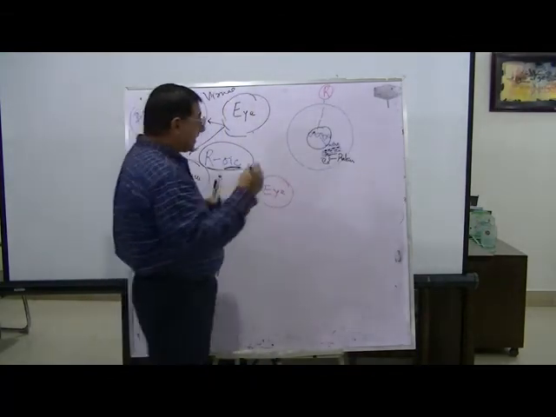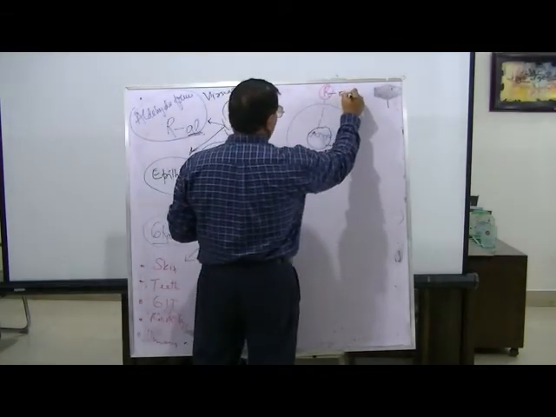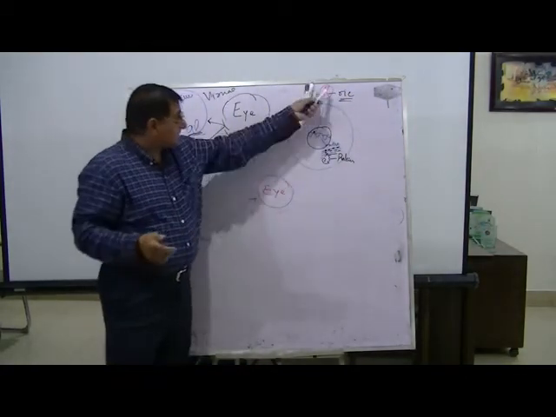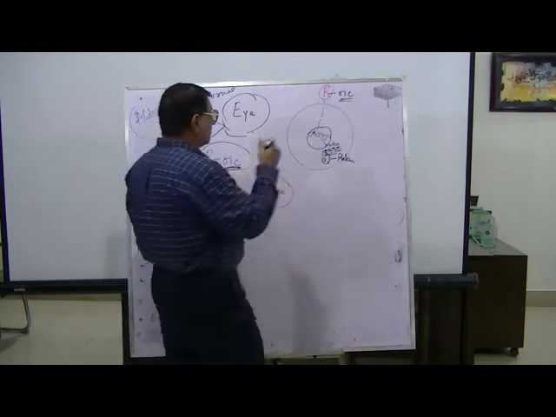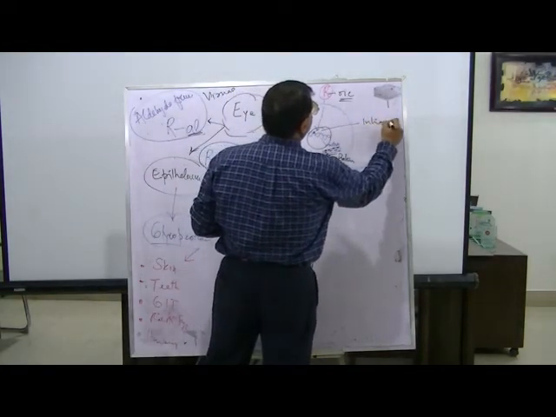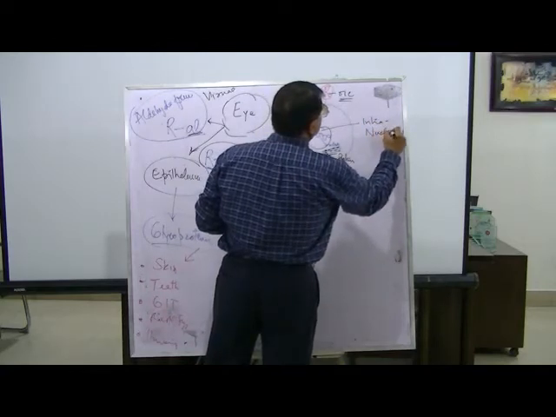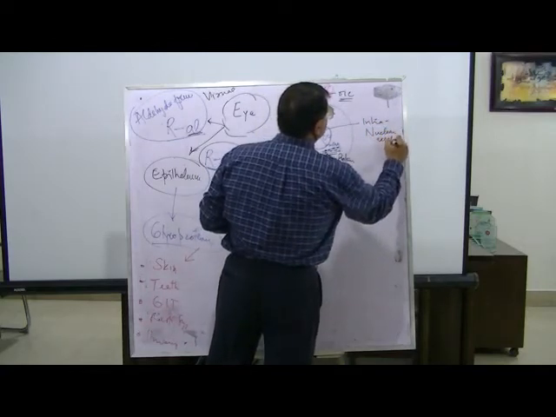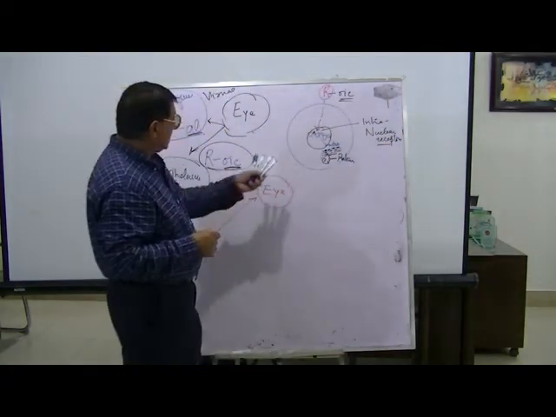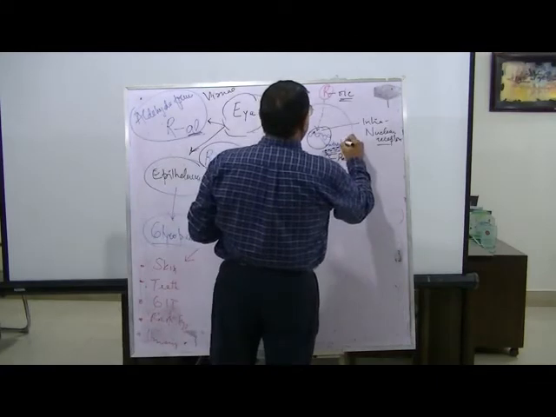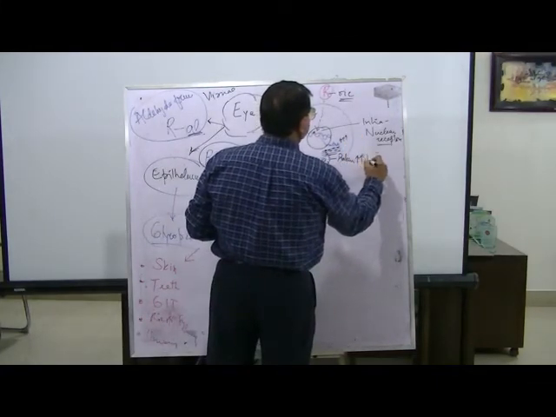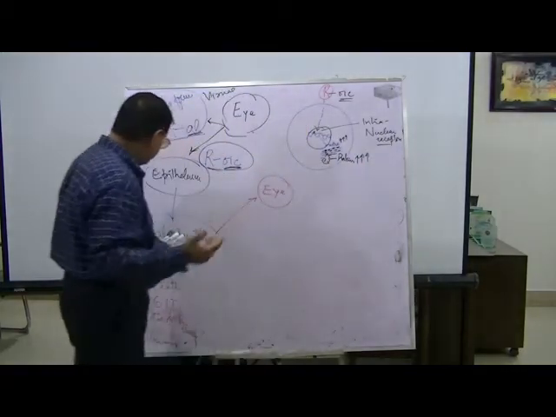So retinoic acid, all the retinols, they can enter through. The retinoic acid acts on intranuclear receptors, increases the formation of messenger RNA and increases the formation of proteins in the maintenance of epithelium.